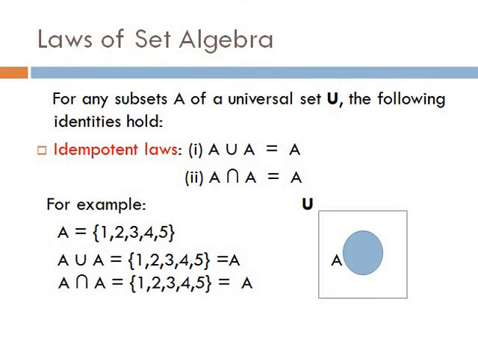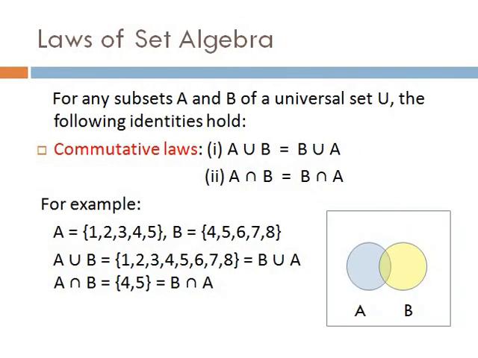For example, you can take an example where A has elements only 1 to 5. Then union with the same set is equal to the set A, and similarly intersection of A with A is always equal to the same set A.